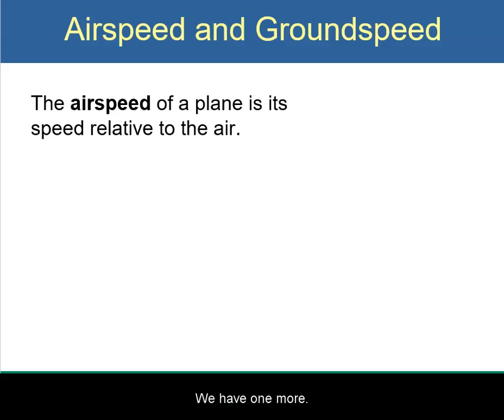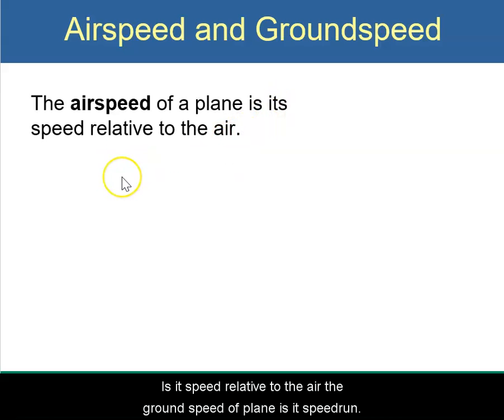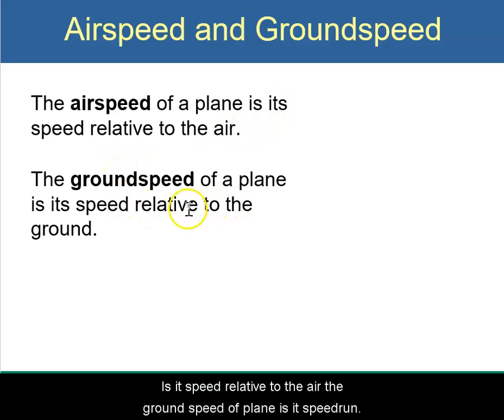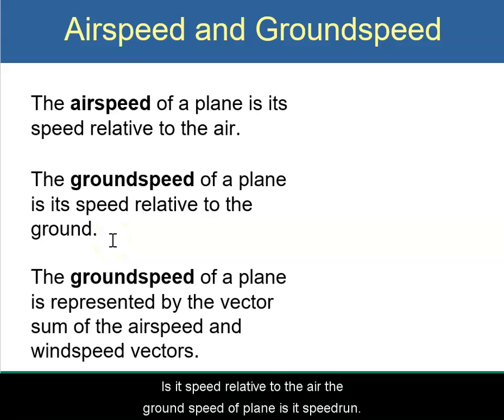I think we have one more example. It's a long one, however. So let's talk about airspeed. Okay, so airspeed and ground speed are different. Your speed in the air is different than it is relative to the ground, right? So the airspeed of a plane is its speed relative to the air. The ground speed of a plane is its speed relative to the ground.